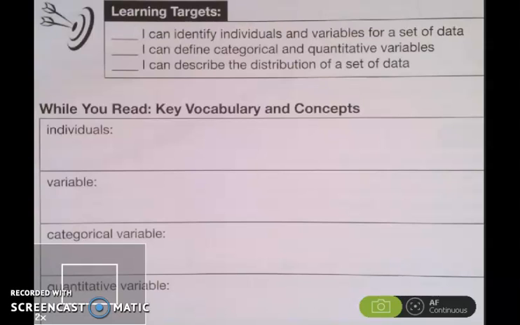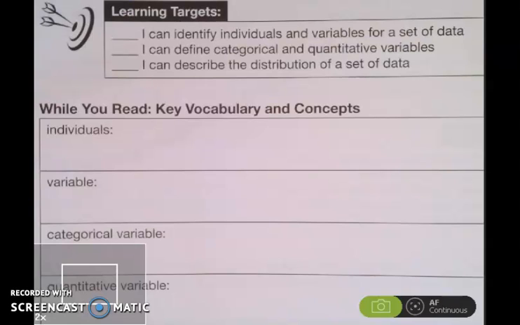So in Chapter 1, the first three learning targets that we talked about were identifying individuals, so who or what is the data about, and the variables, so what are we looking at, what characteristics? So for example, individuals could be a person and the variable could be eye color. The second learning target is identify categorical versus quantitative. Hair color or eye color would be categorical, quantitative would be a variable like age.